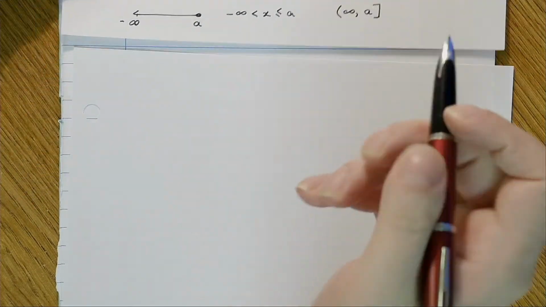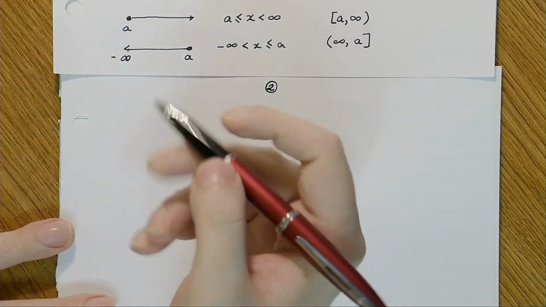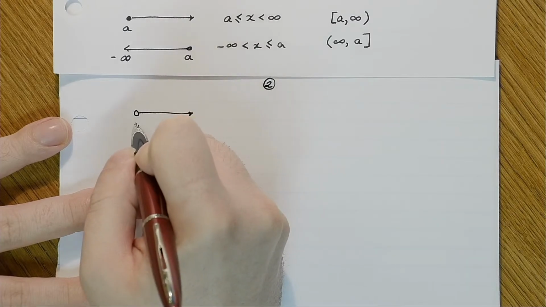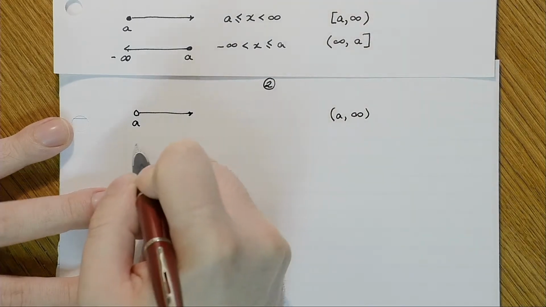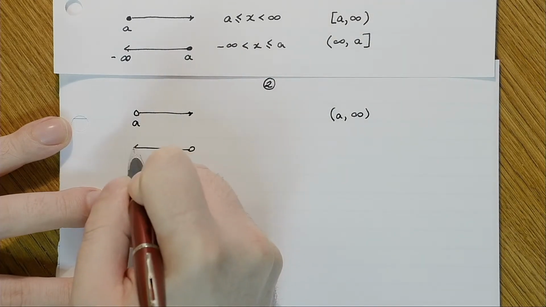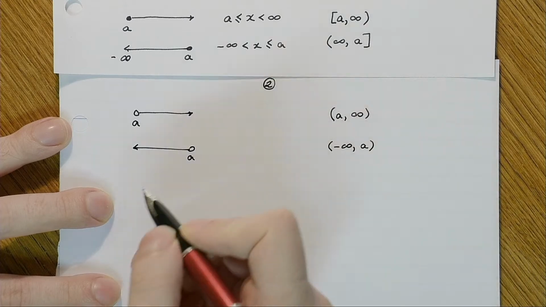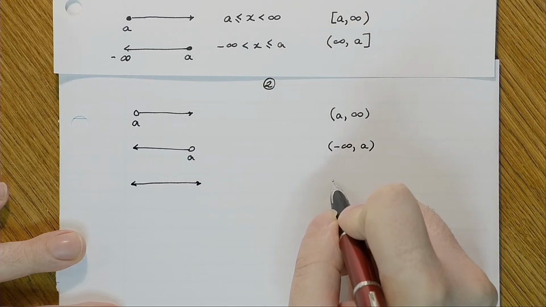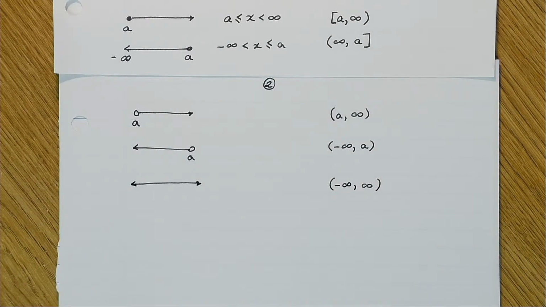And again, let me just make sure, here's number 2. The same thing happens for the open holes as well. So you can have an open A, and that means that we have A to infinity. Same thing, we can have minus infinity to A, and we can actually have minus infinity to infinity, and that's it.